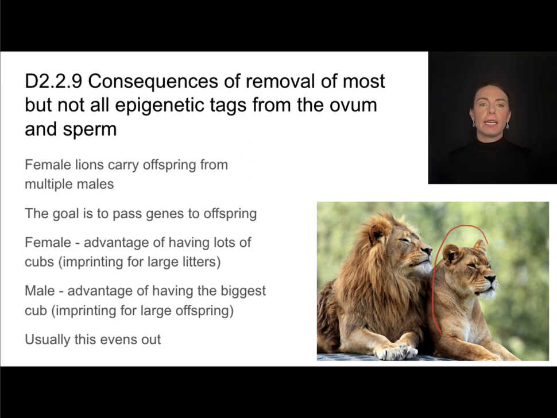So for the female lion, that means that she's going to have genomic imprinting for large litters. That means having a lot of cubs. The more cubs she has, the more likely at least one of them will survive to reproductive age. Males, on the other hand, have imprinting for large offspring, okay? So they want their cub to be the biggest cub of the litter if the female is carrying a litter from multiple males. So that means that his cub would have the option for like outcompeting the others. So they have different patterns of imprinting. Usually this kind of evens out into having like medium-sized litters with medium-sized offspring.